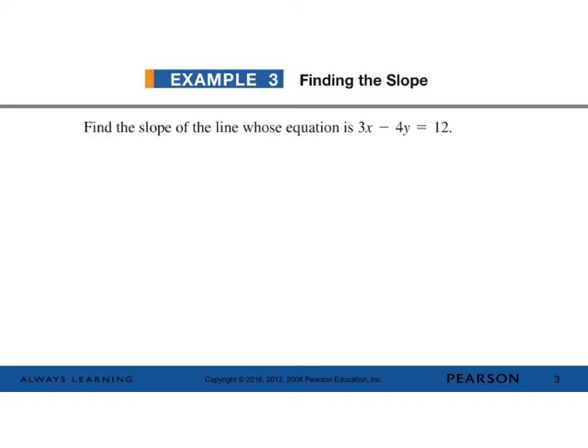Now here in our third example, it says to find the slope of the line whose equation is 3x minus 4y is equal to 12. Now we can actually do this two different ways. So I'm going to show you both ways, and you can choose the one that seems to work the best for you. Method 1 is going to rearrange this standard form equation into the form y equals mx plus b.